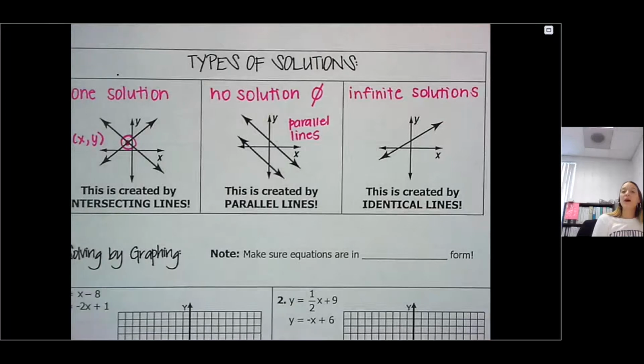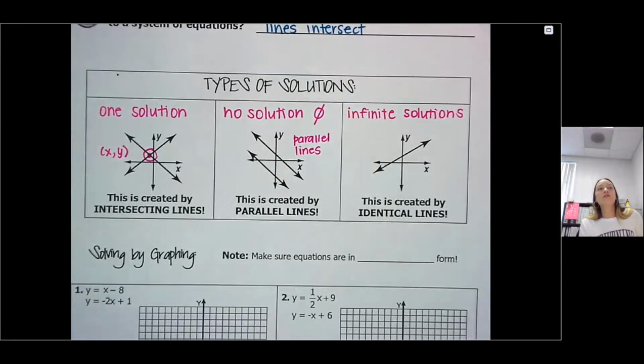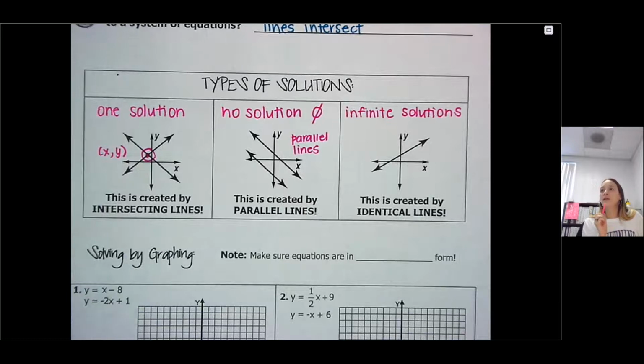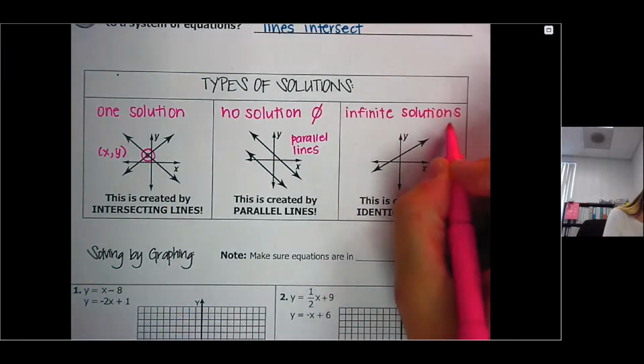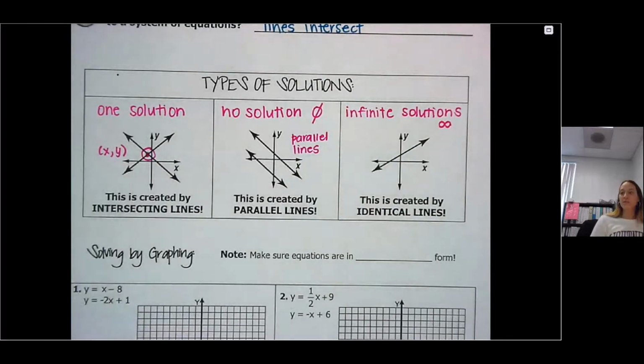And just like with the no solution, we have a symbol for it. For the infinite solution, does anybody know what that symbol looks like? It's the infinity sign, which is essentially an 8 that's been pushed over to the side. It's like a lopsided 8. Looks like this. Infinite solutions. If that's too hard, you can just make two little circles next to each other. It's close enough.